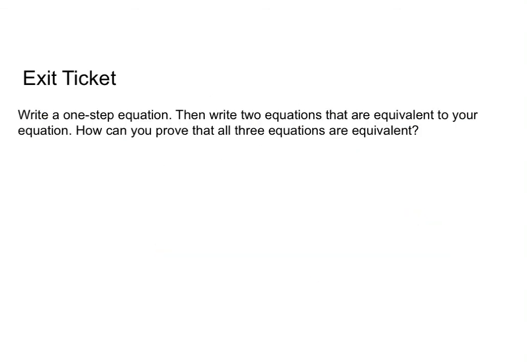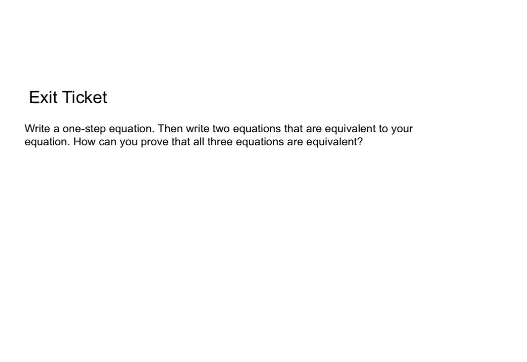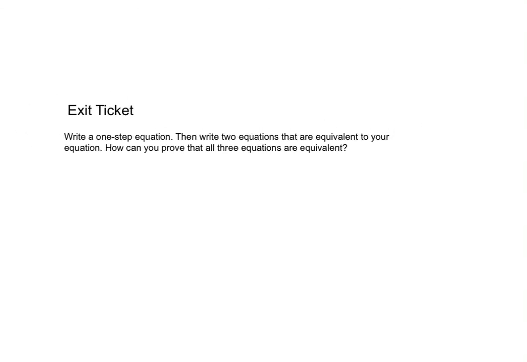All right. And exit ticket. So write a one-step equation, then write two equations that are equivalent to your equation. How can you prove that all three equations are equivalent? Let's just write x minus 4 equals 9. Okay? We can rewrite this as x minus 4, let's add 3, equals 9. We can add 3 to this side. Then we can do x minus 4. We can multiply both sides by 2.